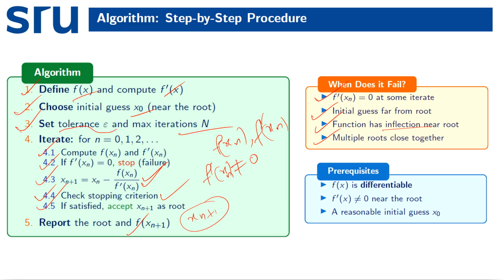Now, what are the conditions for success of this method? For this method to work properly, the following should hold without fail: the function is differentiable and the derivative is not zero near the root, and the initial guess should be close to the actual root. So these are the conditions. I hope you understood these conditions very well. Now let us move to the next slide.